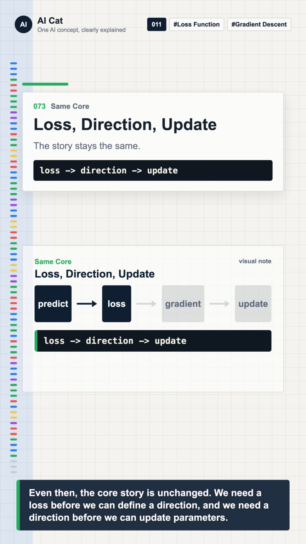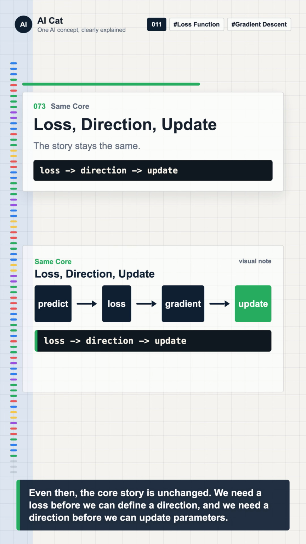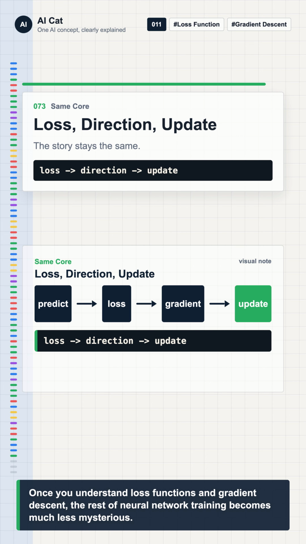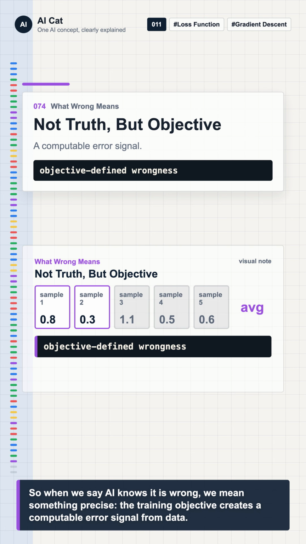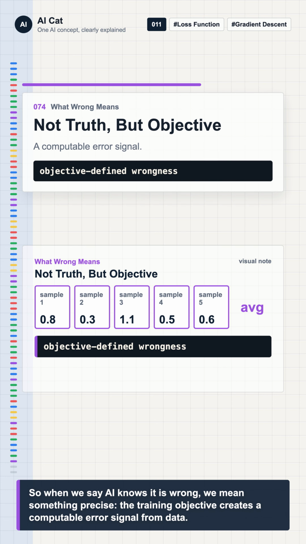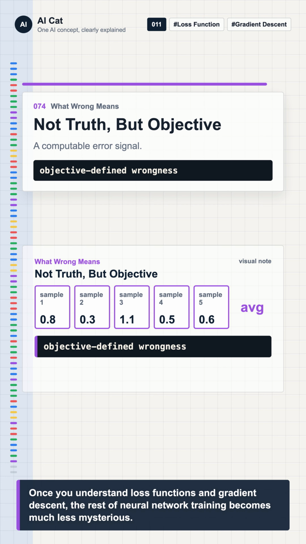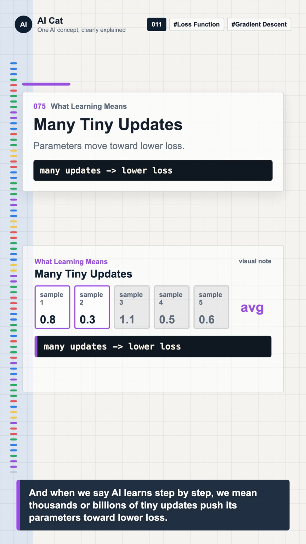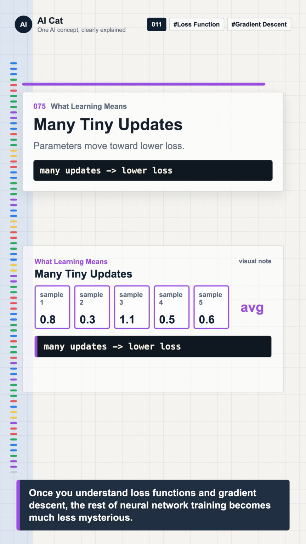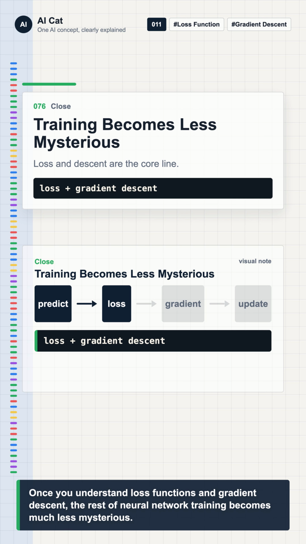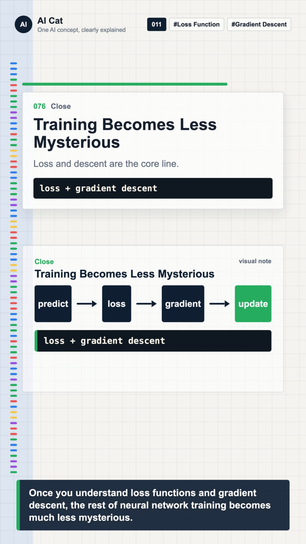Even then, the core story is unchanged. We need a loss before we can define a direction, and we need a direction before we can update parameters. So when we say AI knows it is wrong, we mean something precise. The training objective creates a computable error signal from data. And when we say AI learns step by step, we mean thousands or billions of tiny updates push its parameters toward lower loss. Once you understand loss functions and gradient descent, the rest of neural network training becomes much less mysterious.